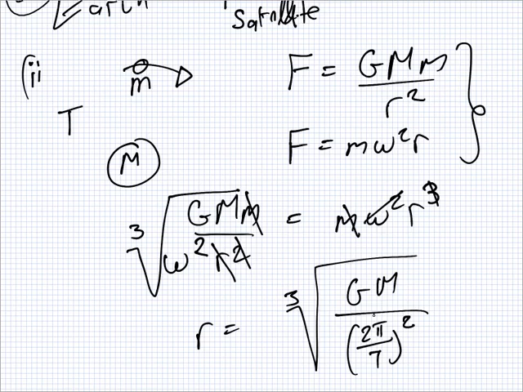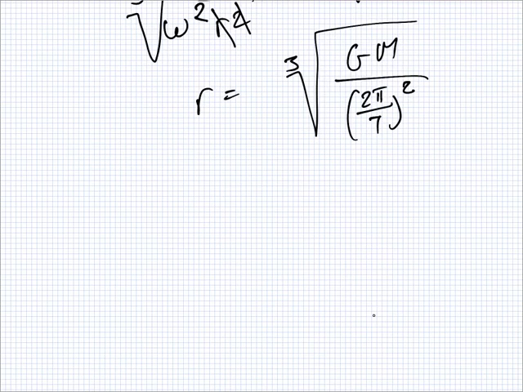G is 6.7 times 10 to the minus 11. And 24 hours times 3,600 seconds in an hour. Oh, and I need to know the mass of the Earth. What's the mass of the Earth? 5.974 times 10 to the power 24. Right. In kilometers, it's huge. 42,236 kilometers.